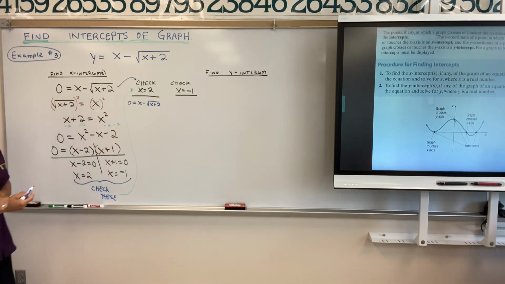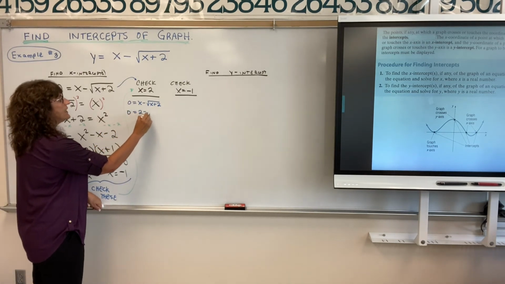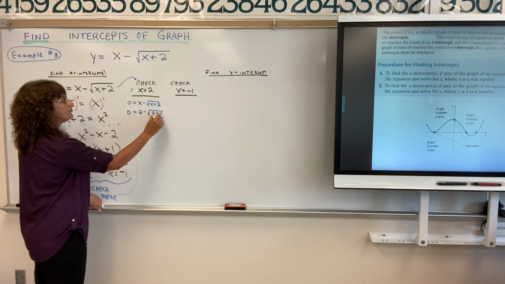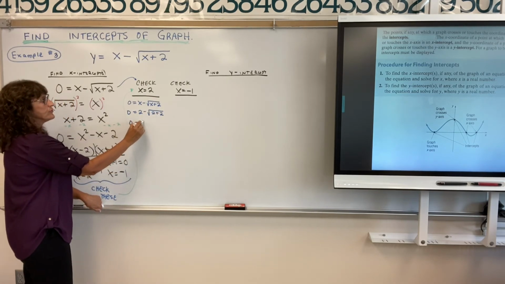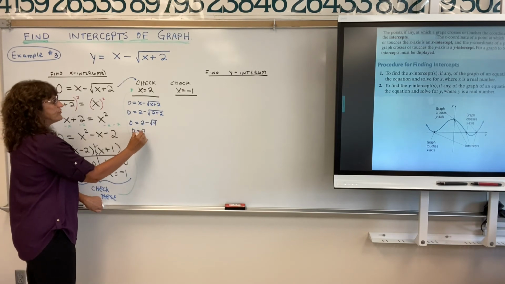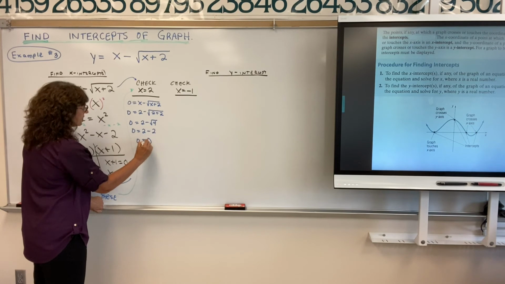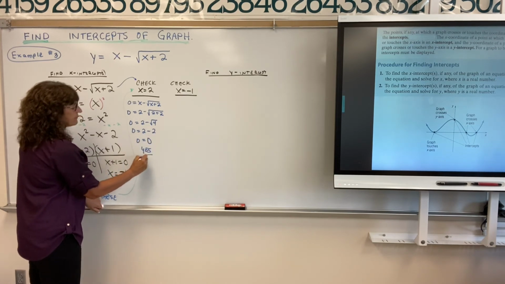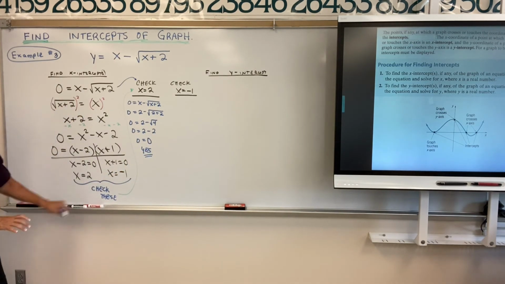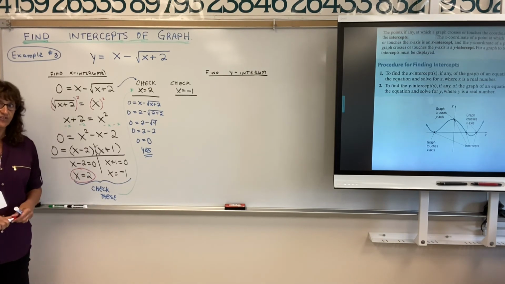So we're going to plug in 2 first. Okay, so 0 equals 2 minus radical 2 plus 2. So does 0 equal 2 minus radical 4? So 0 equals 2, square root of 4 is 2, so that works. Okay, yes, this works. Okay, so x equals 2 is a solution. This is one of our solutions and it works.